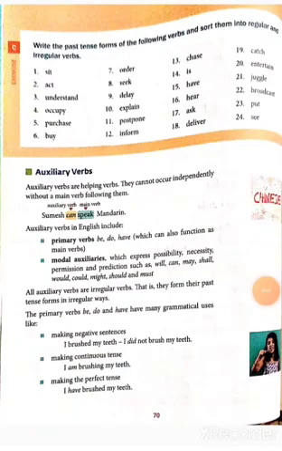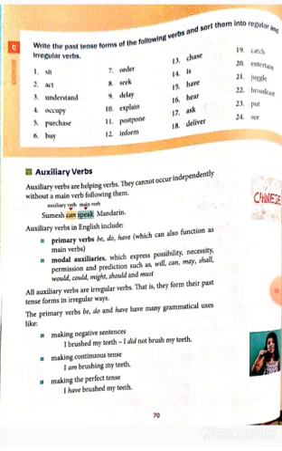Next, auxiliary verbs. Auxiliary verbs are helping verbs. They cannot occur independently without a main verb following them. Example: Sumis can speak Mandarin. In this sentence, the auxiliary verb is can, and speak is the main verb.